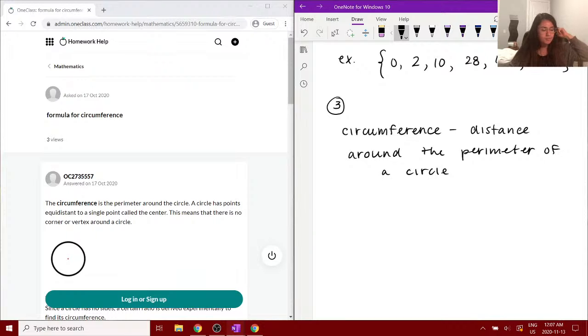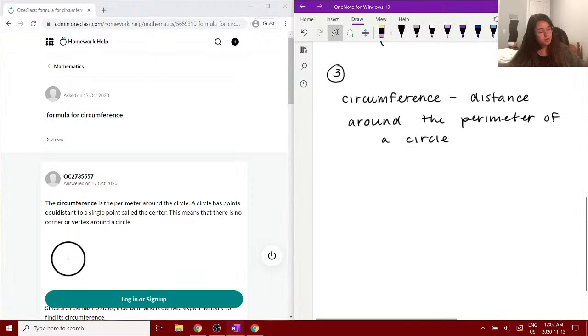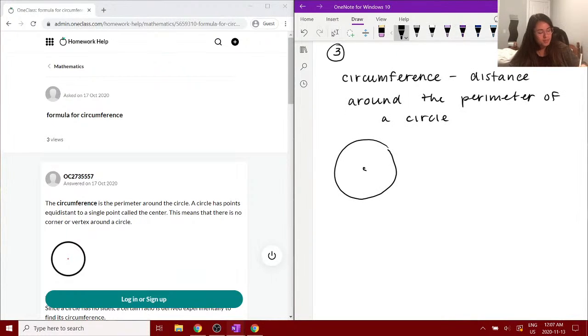Or, yeah, so the distance around a circle. Oh, a little bit of a wonky circle, but if we have a circle, we can measure the radius, which is the distance from the middle of the circle out to the edge of the circle. Or we can measure the diameter, right, which is from one side of the circle to the other through the middle.